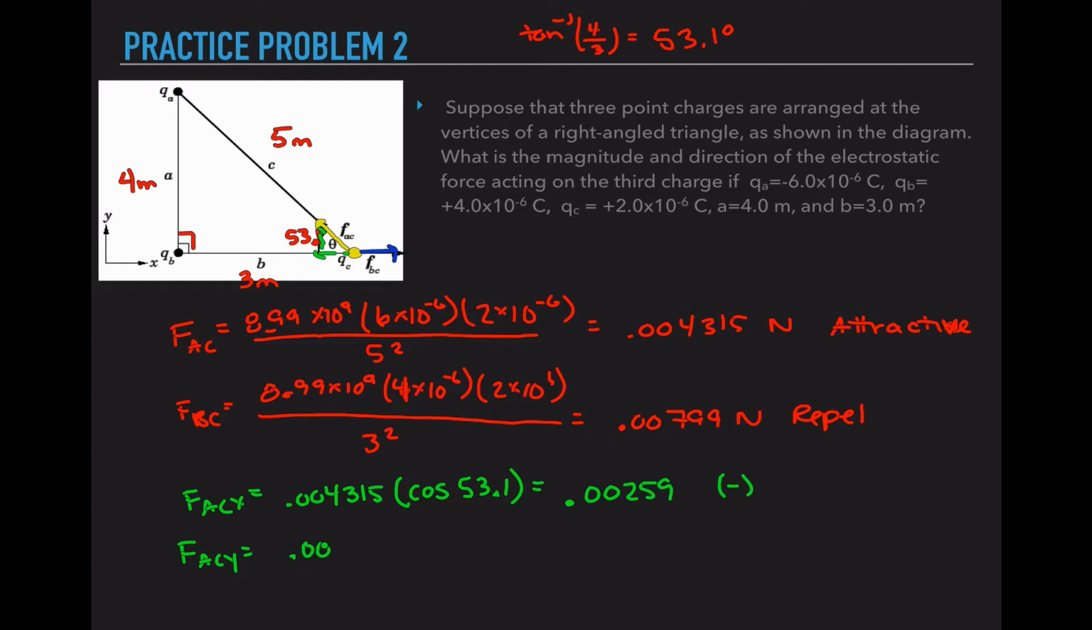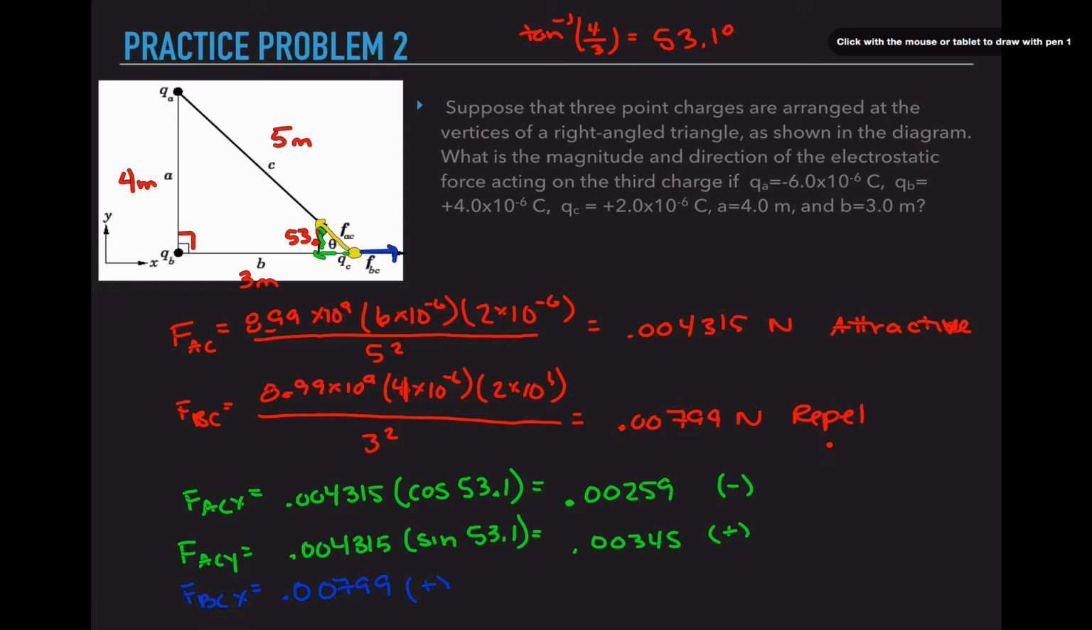Then we're going to do the same thing, 0.004315 times sine 53.1, and that's going to give us the y direction, which is 0.00345, and that is in the positive direction, or going up the y-axis. Okay, so now we have to find the total x and the total y. If I look at this blue arrow, all of it is in the x direction. So FBCX is that whole number, 0.00799, and that is in the positive direction.